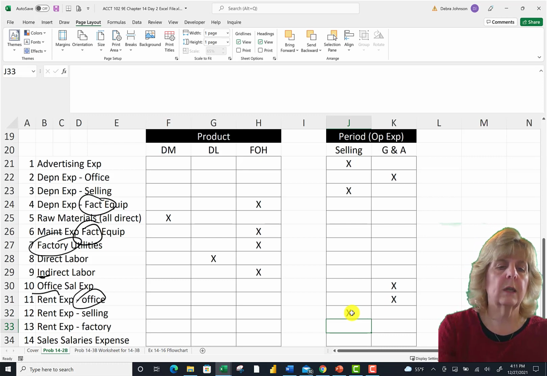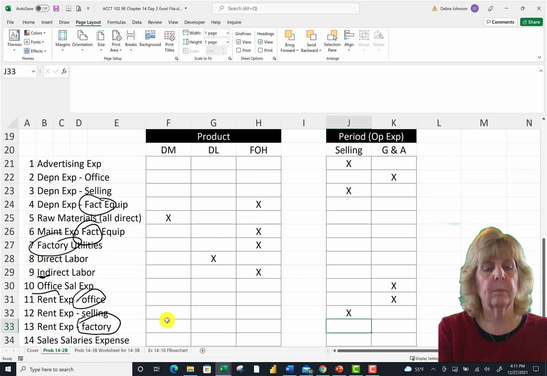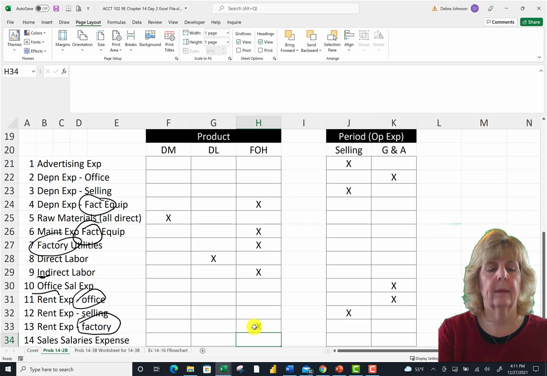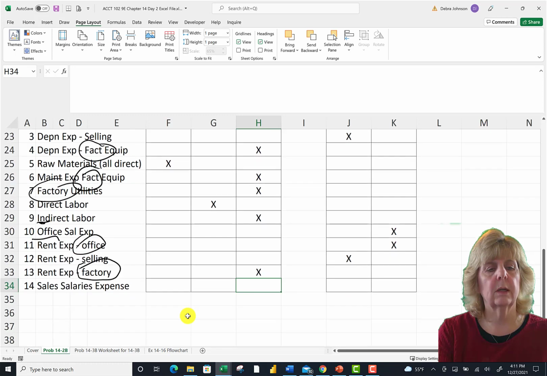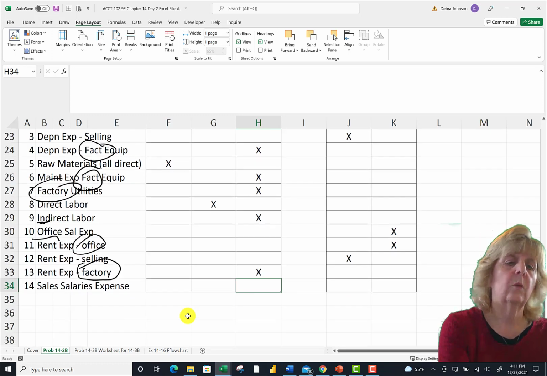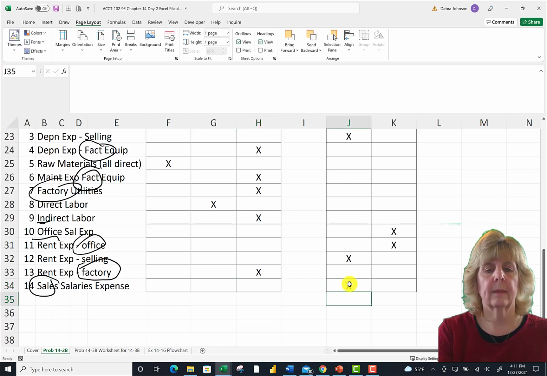The factory, however, as soon as you see the word factory, you know it is a product cost, and so you're left with these three classifications. Clearly, rent on the factory is not materials and it's not labor, so it has to be factory overhead. Number 14, sales, salaries, expense. Key word here is sales, and so that would be a selling expense.